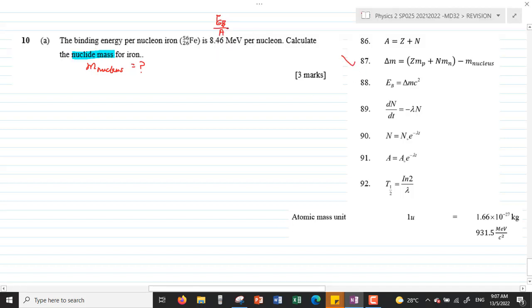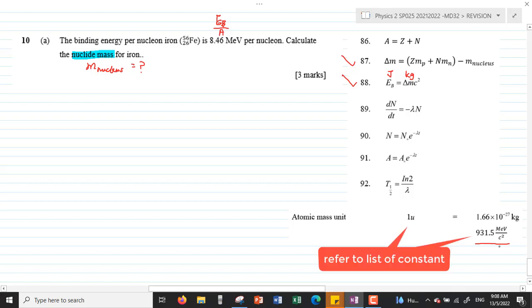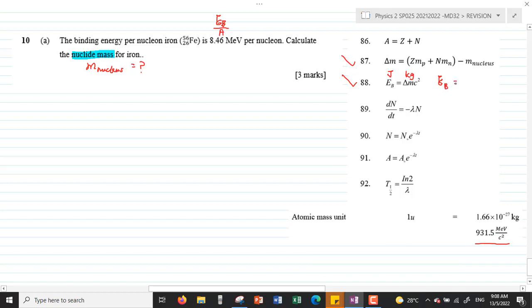The binding energy per nucleon we can relate with the mass defect using equation 88, whereby binding energy is Δmc². But in order to use these equations, our mass defect is in kilograms. When we multiply it with the speed of light, we get our binding energy in joules. But class, if you recall from lectures, according to the mass equivalence principle, a mass of 1 u will contribute energy of 931.5 MeV. We might also relate the binding energy with the mass defect by multiplying it with 931.5 MeV, in which case we get our binding energy in MeV.